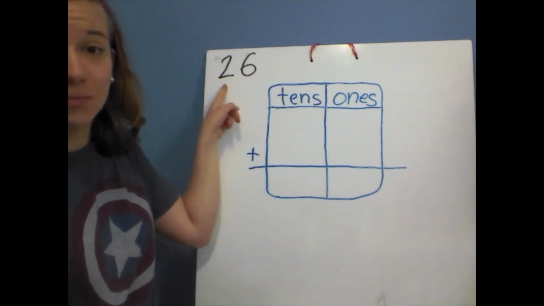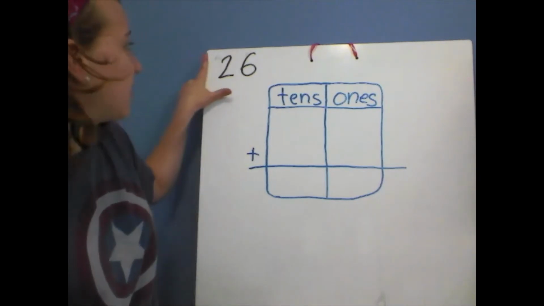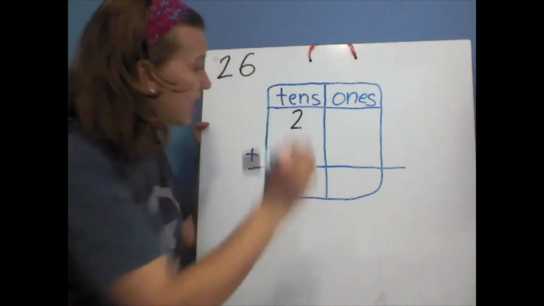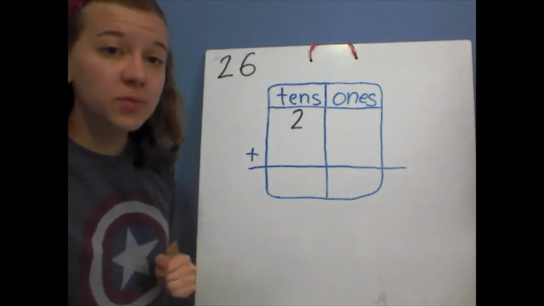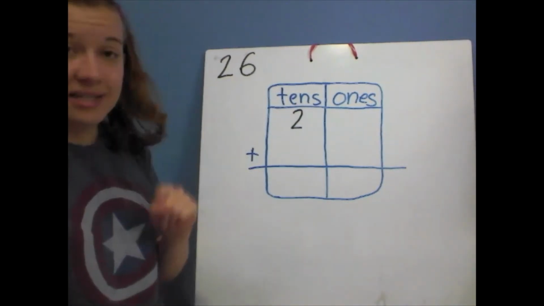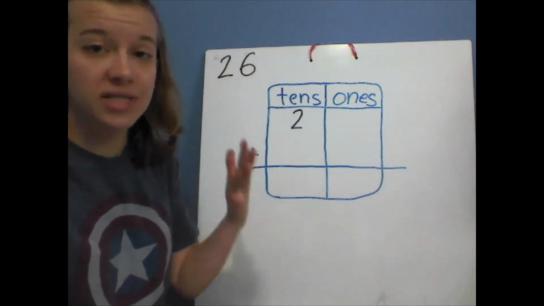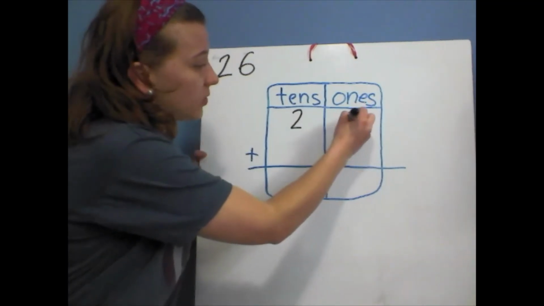The 2. Remember, the tens place is on the left, so it's the 2. All right, so we'll put a 2 right here. And then what number is in the ones place? 6. All right, 2 tens, 6 ones, that equals 26. So we'll put the 6 right here.